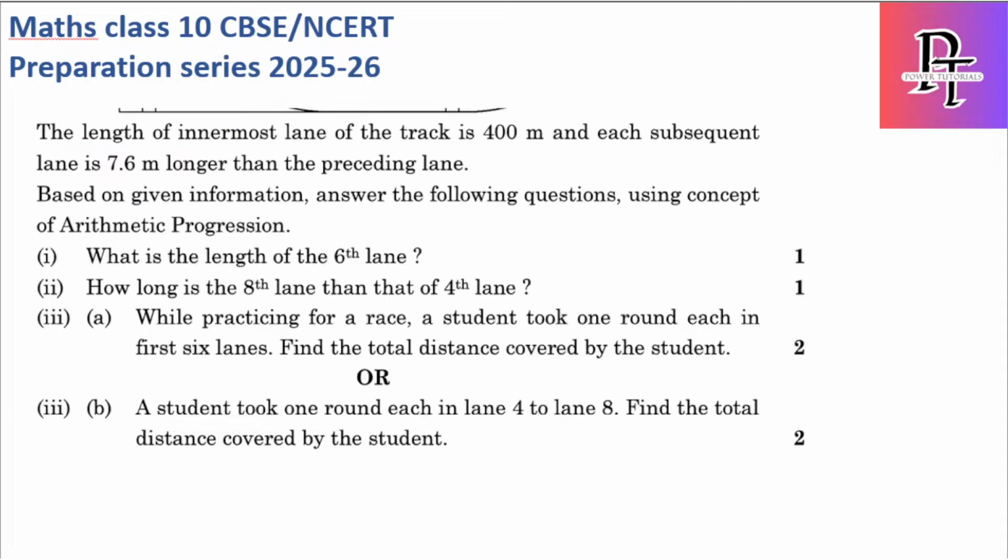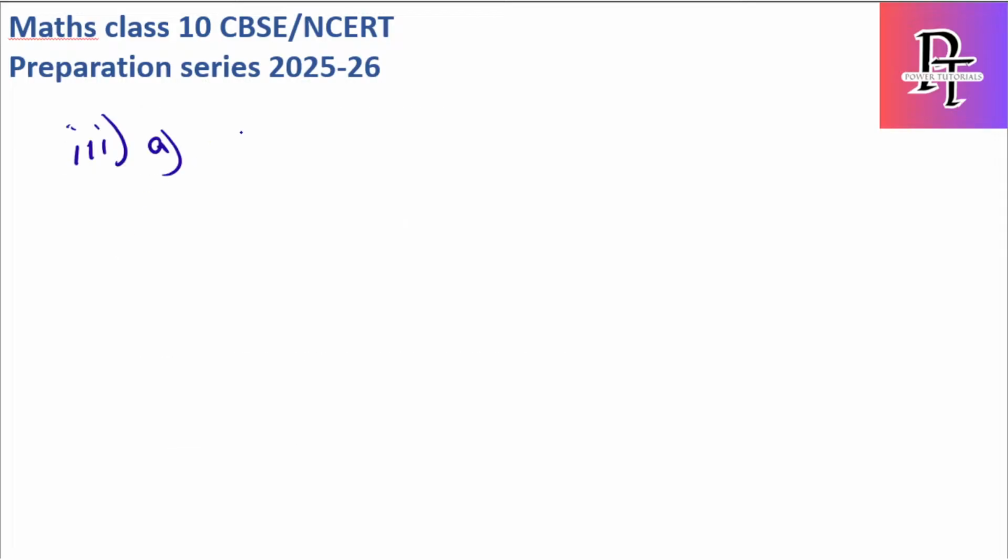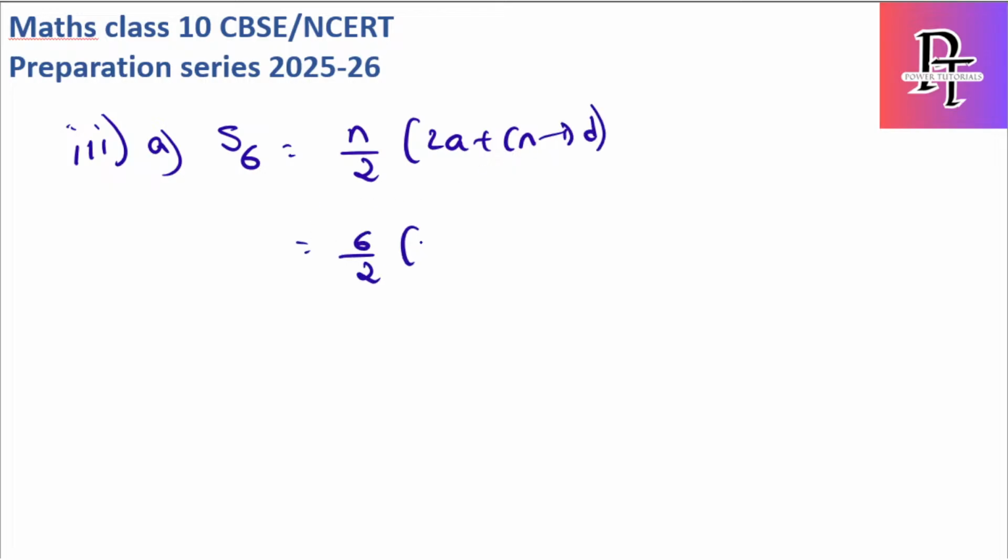So A part, what is the question? A student took one round each in the first 6 lanes. Find the total distance covered by the student. So the sum of the first 6 lanes is asked, the S6 value. What is the sum of n terms formula? We write n by 2 into 2a plus n minus 1 into d. So n is 6 here: 6 by 2 into 2 into 400 plus 6 minus 1 into d.